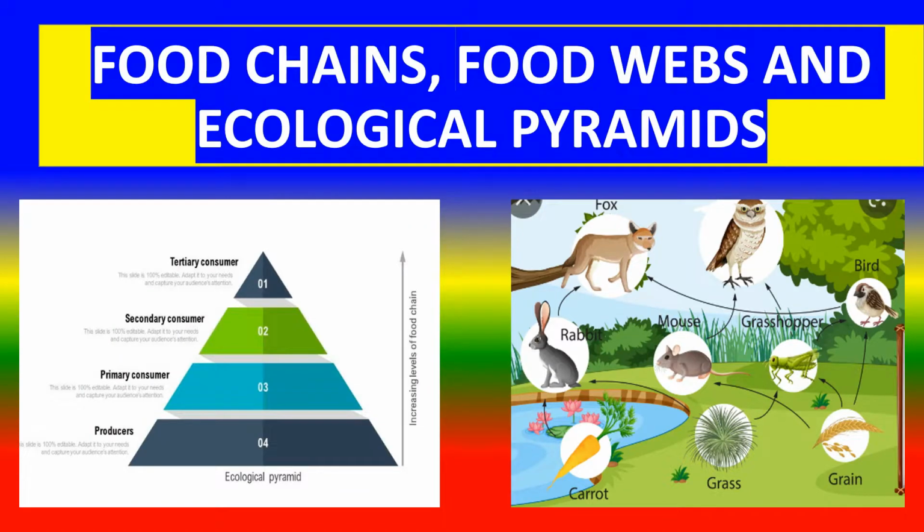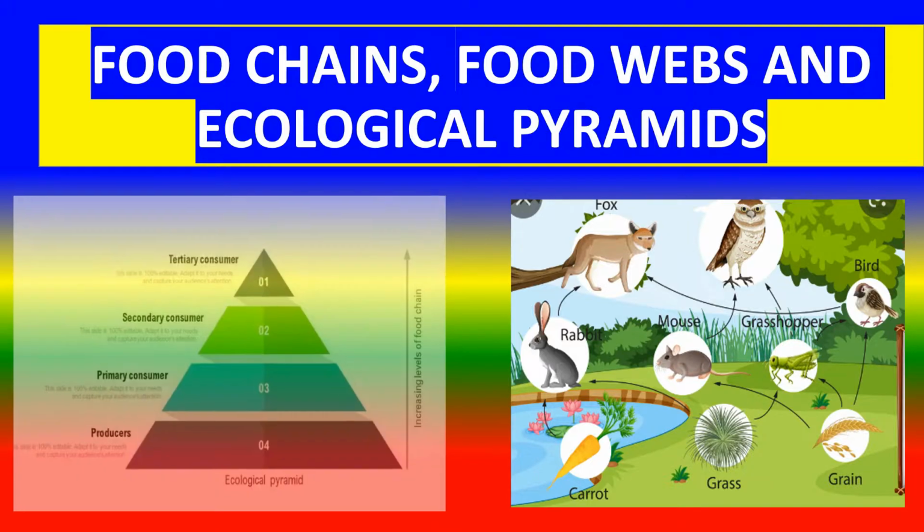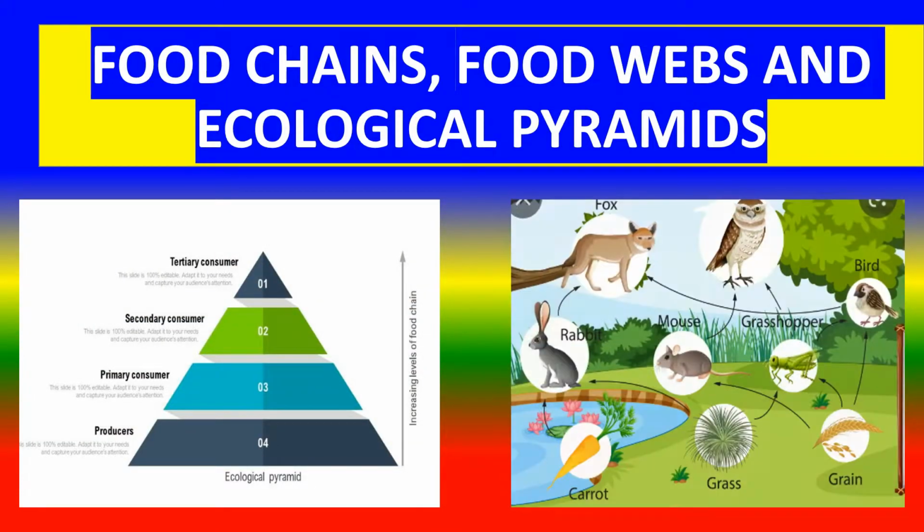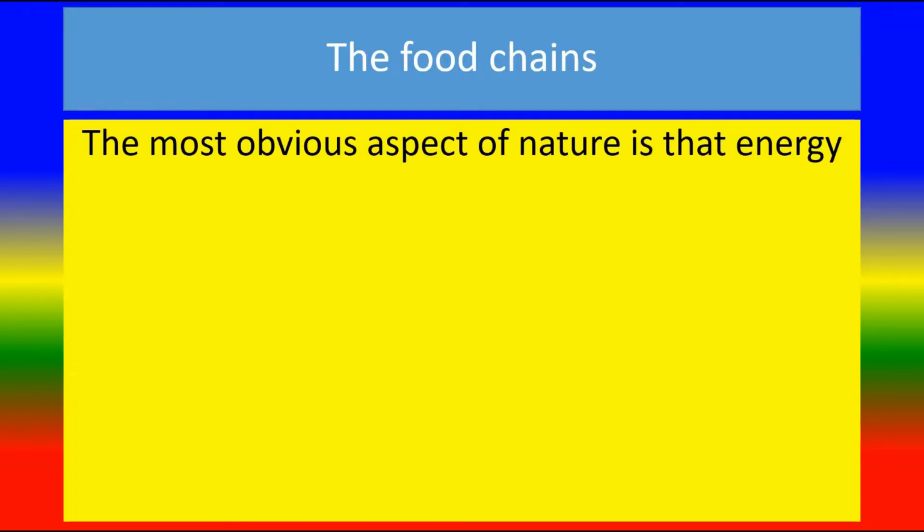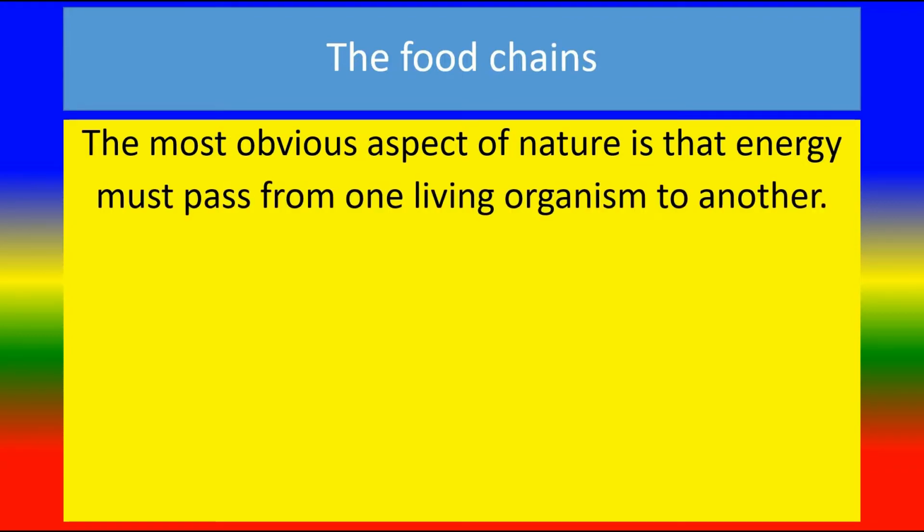Chain, food web, and ecological pyramids. First, detail about food chains. The most obvious aspect of nature is that energy must pass from one living organism to another.